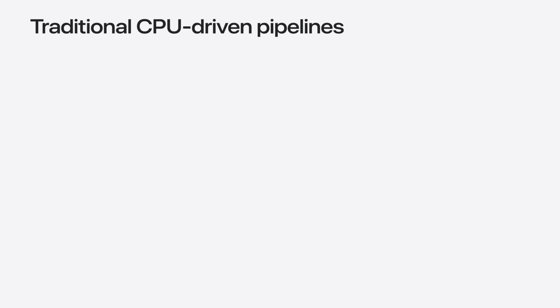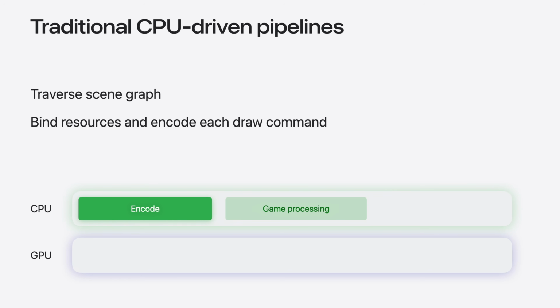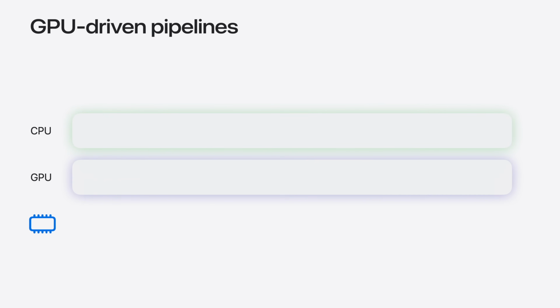Let's start with a quick recap on how rendering traditionally worked. In a traditional CPU-driven pipeline, the CPU does most of the heavy lifting. It traverses the scene graph, performs visibility analysis, binds resources, and encodes draw commands for each visible object. The GPU has to wait until the command buffer is submitted. And if the CPU needs that rendered data, you have to synchronize. This is why moving rendering decisions from the CPU to the GPU increases performance and efficiency.